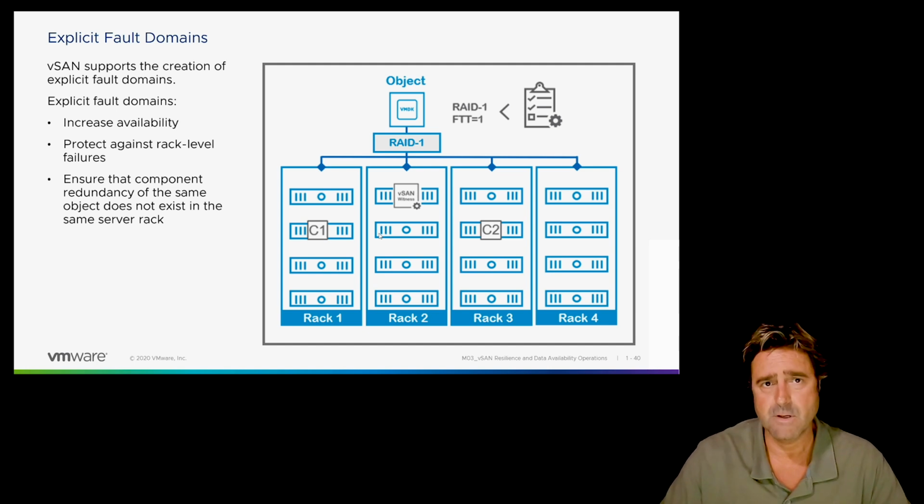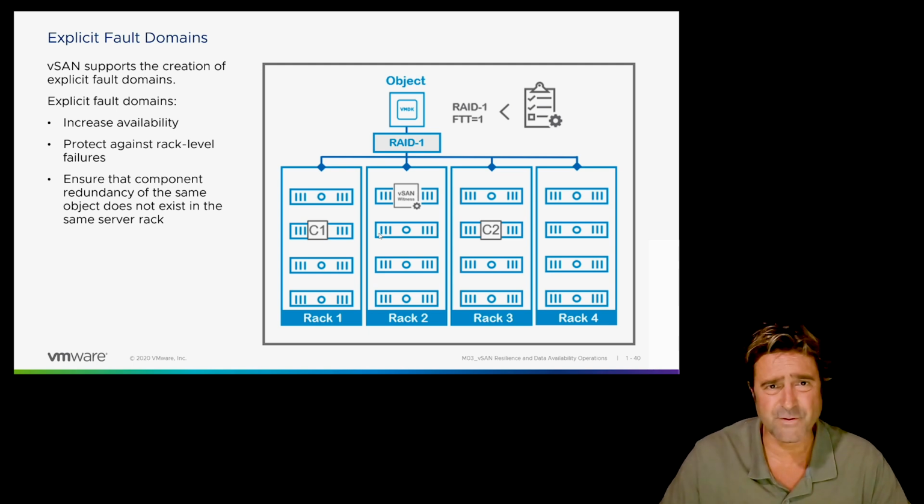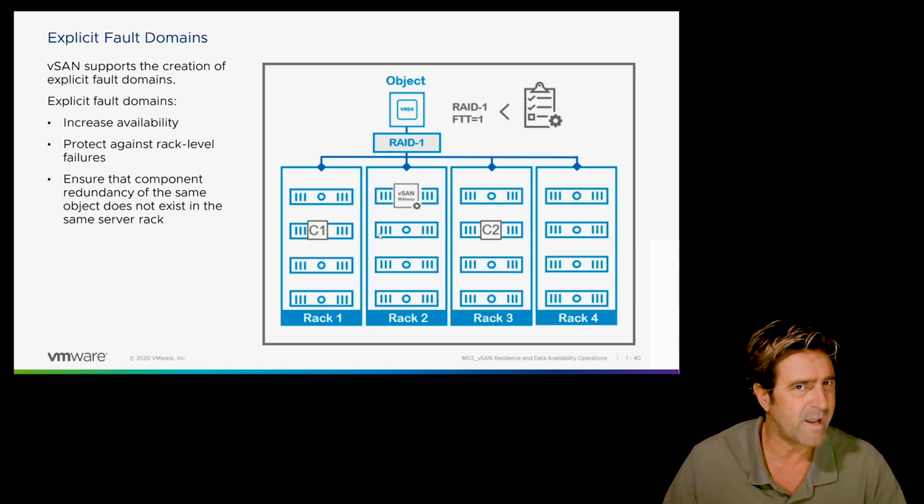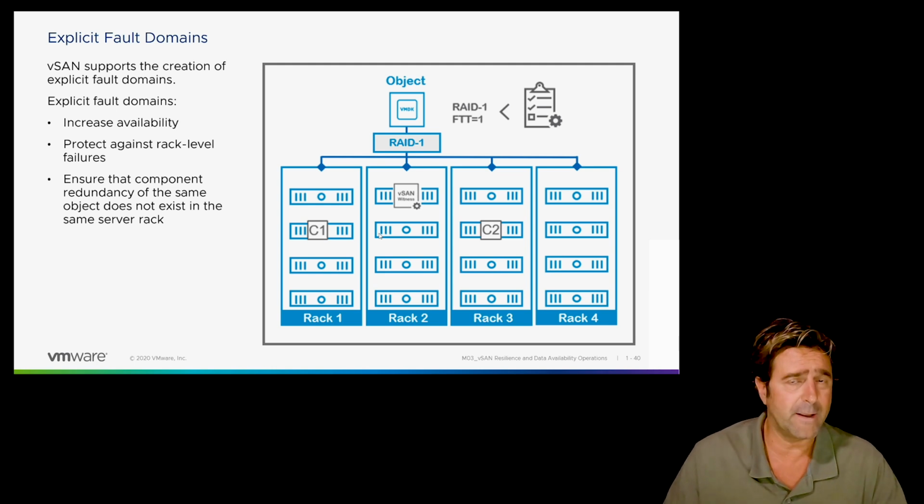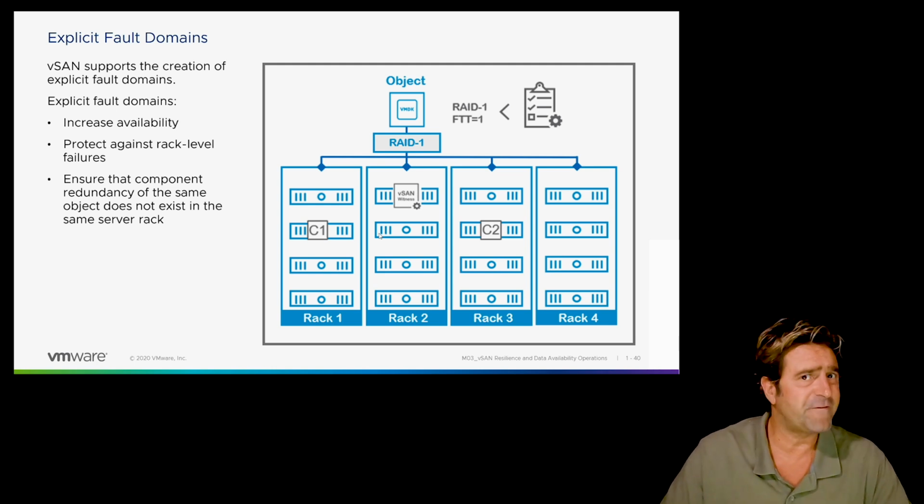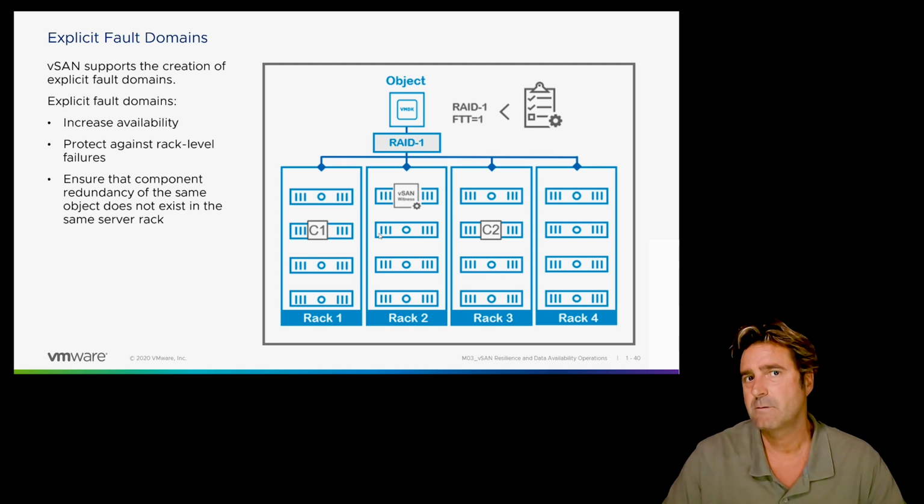Now in this case, can I create a two-way mirror VM? Yes, because despite the fact that I have 16 servers, they count as 4. Remember, here we have 4 explicit fault domains. Now, would I, in this case, be able to create a RAID 5 VM? Yes, because again, I have 4 explicit fault domains.